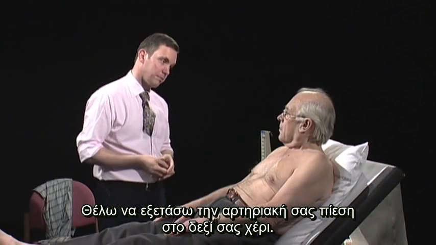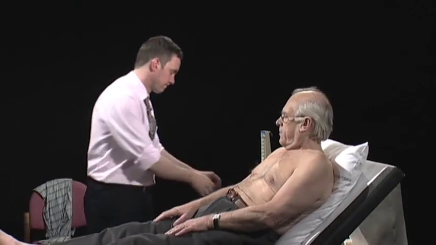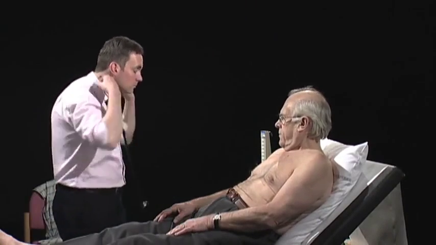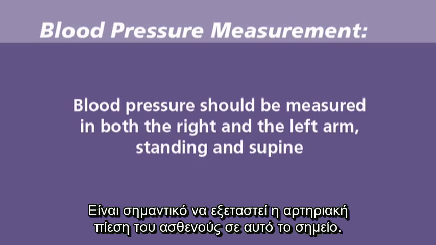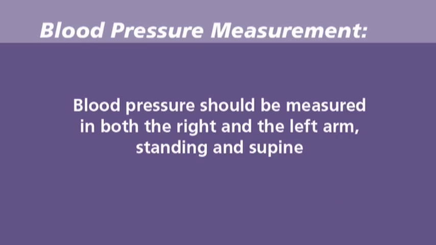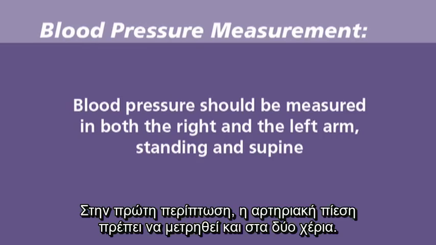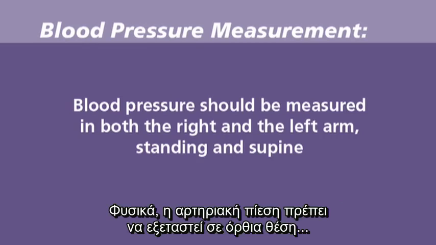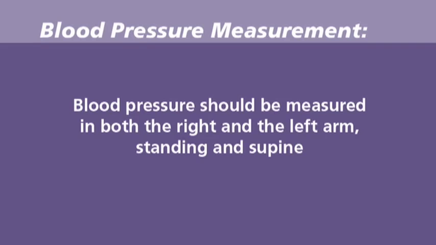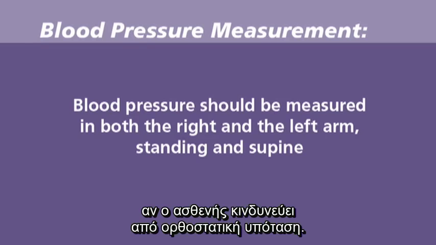I'd just like to measure your blood pressure in your right arm, please. It is important to examine the patient's blood pressure at this point. On the first occasion, the blood pressure should be measured in both the right and left arm. And of course, the blood pressure should be measured standing if the patient is at risk of postural hypotension.